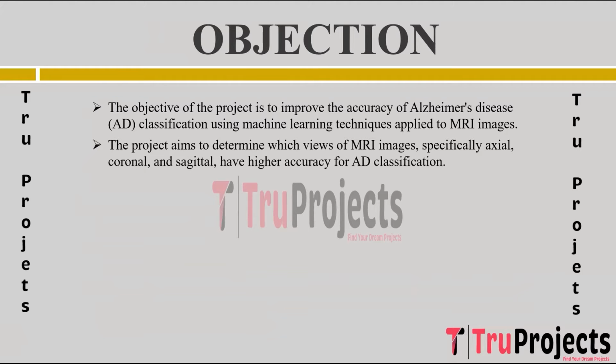The project aims to investigate and compare different views or orientations of MRI images, axial, coronal, and sagittal, to determine which orientation provides higher accuracy in classifying AD. By analyzing these specific views, the project seeks to identify which perspective or slices of MRI images contain the most discriminative information for successful AD classification.